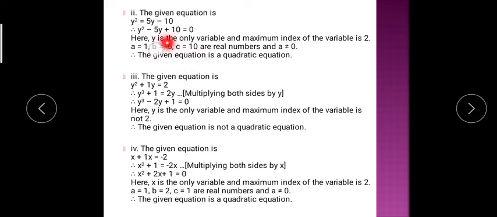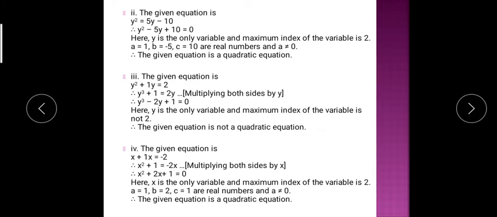Now the second question. y square is equal to 5y minus 10. You have to shift this term. y square minus 5y plus 10 is equal to 0. Here y is the only variable having a maximum index 2 and a is equal to 1, b is equal to minus 5 and c is equal to 10. All these are real numbers and a is not equal to 0 and therefore the given equation is a quadratic equation. In the exam, when a question is asked, in this way you have to write the answers.